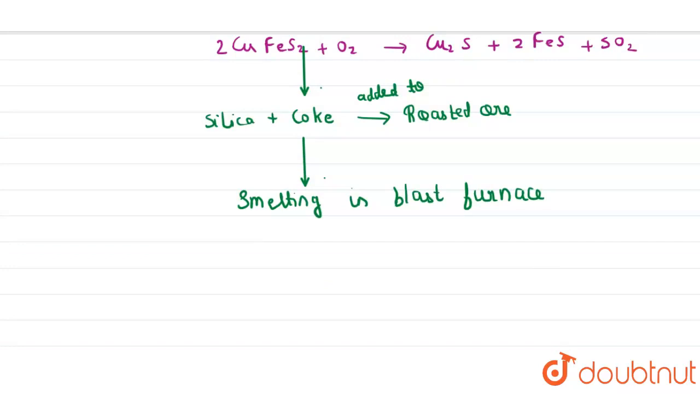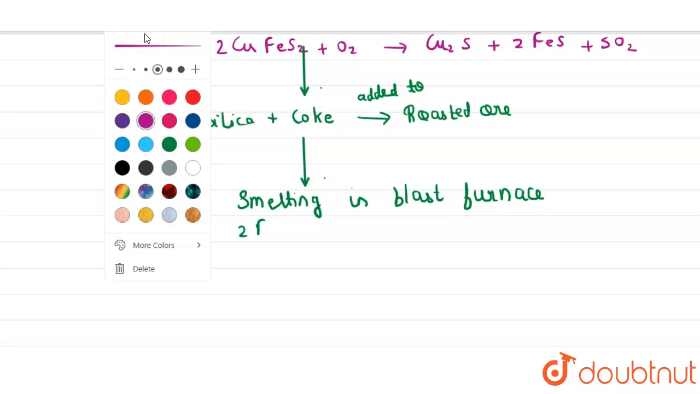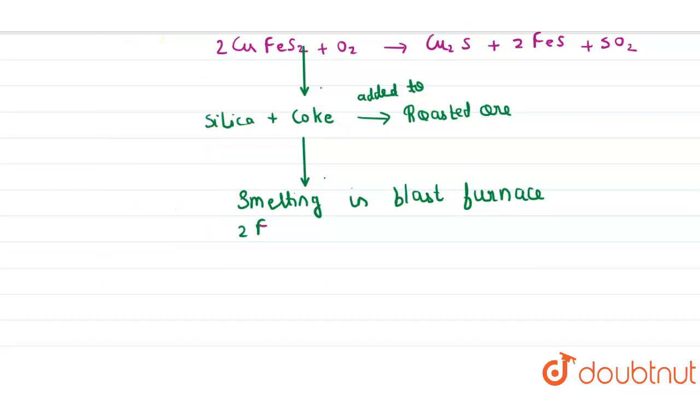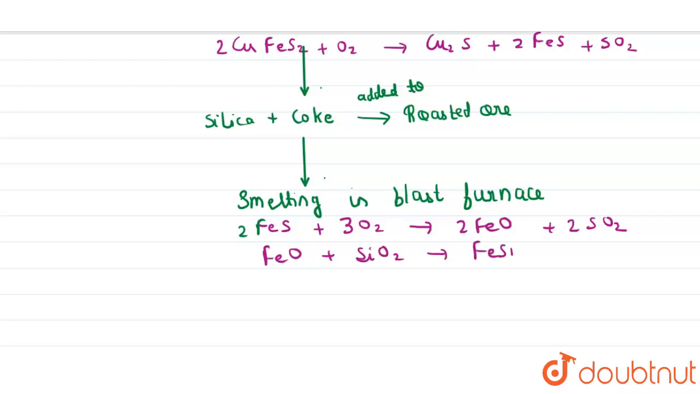Here iron sulfide, in the presence of oxygen, gets converted into ferrous oxide and sulfur dioxide. And FeO, in the presence of SiO2, which is silica, gets converted into FeSiO3, which is called slag.